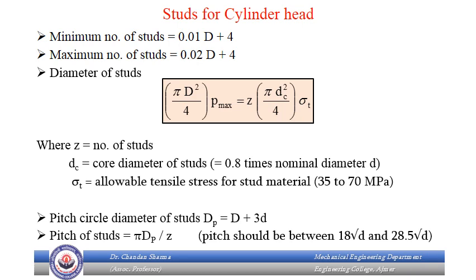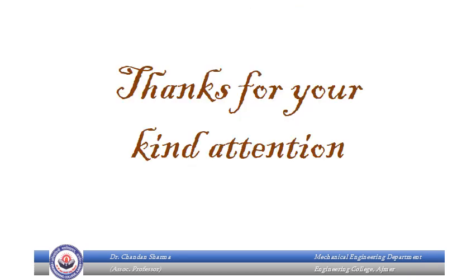So in this small presentation, we learned about how to design a cylinder for an IC engine. What are the basic dimensions which need to be determined for the given cylinder, that is bore of cylinder, length of cylinder, thickness of cylinder wall, thickness of cylinder head, diameter of studs, number of studs, and pitch circle diameter of stud. In our next presentation, we would like to discuss the design of piston.